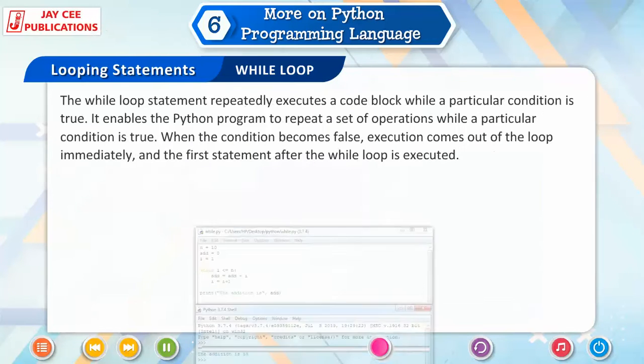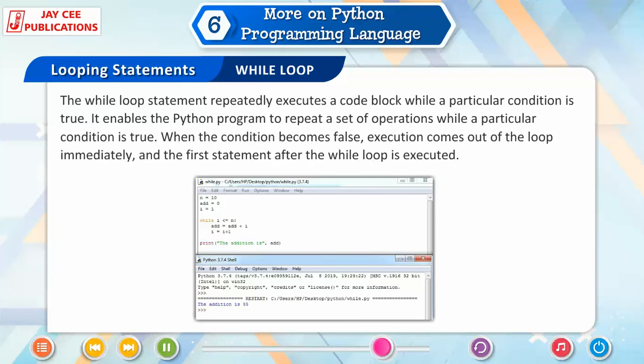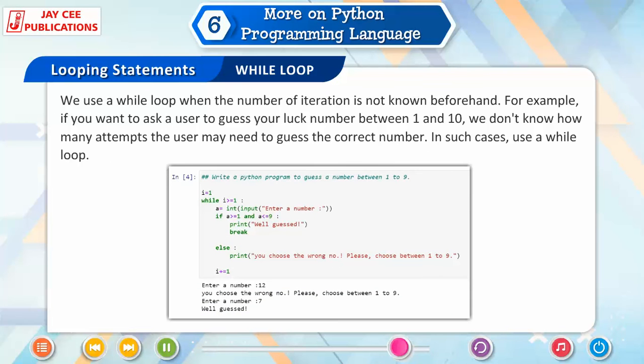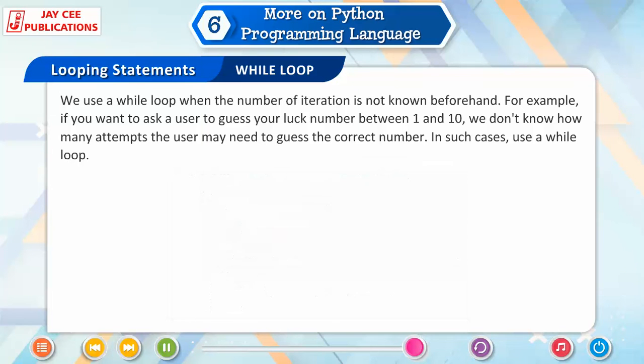While loop. The while loop statement repeatedly executes a code block while a particular condition is true. It enables the Python program to repeat a set of operations while a particular condition is true. When the condition becomes false, execution comes out of the loop immediately, and the first statement after the while loop is executed. We use a while loop when the number of iterations is not known beforehand. For example, if you want to ask a user to guess your lucky number between 1 and 10, we don't know how many attempts the user may need to guess the correct number. In such cases, use a while loop.